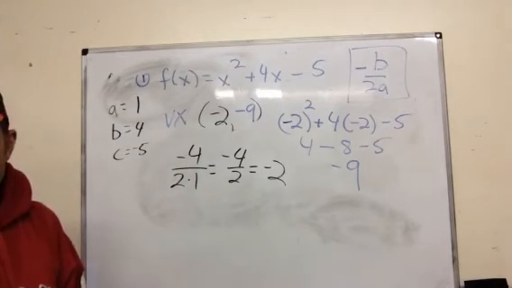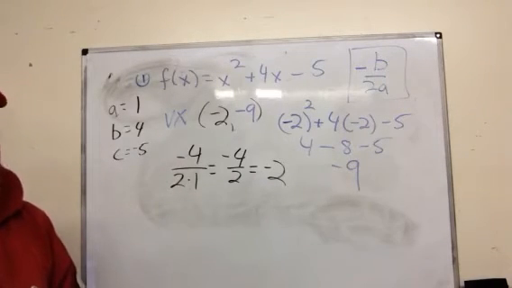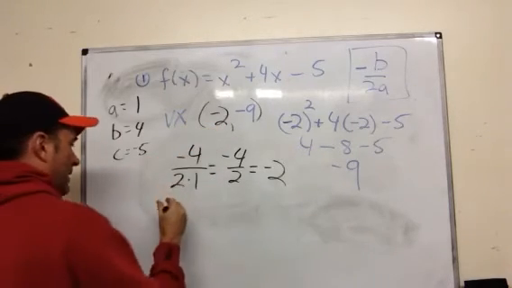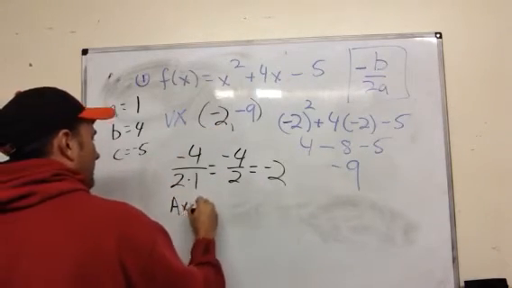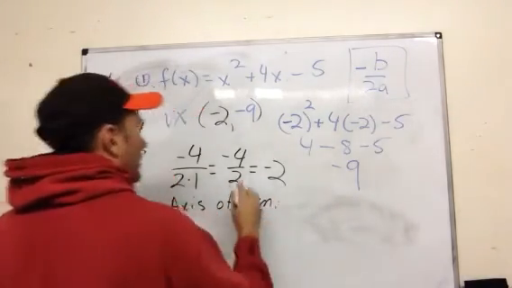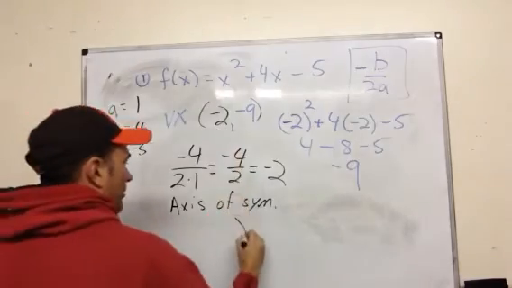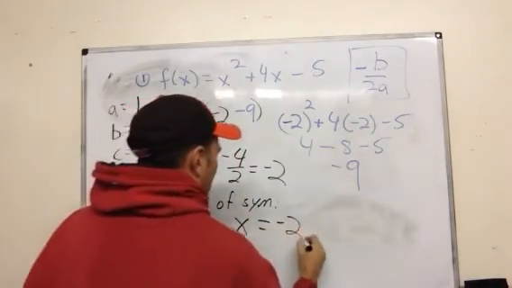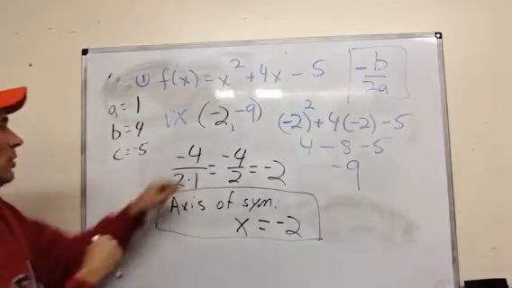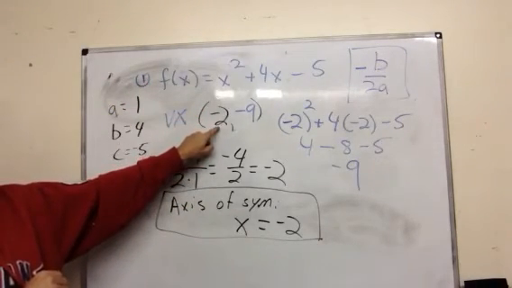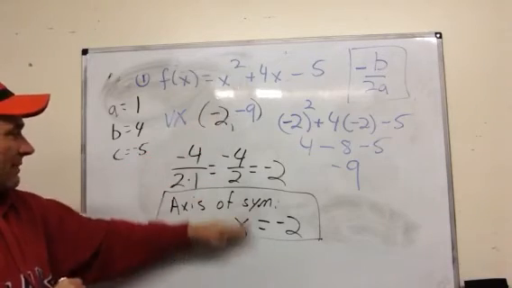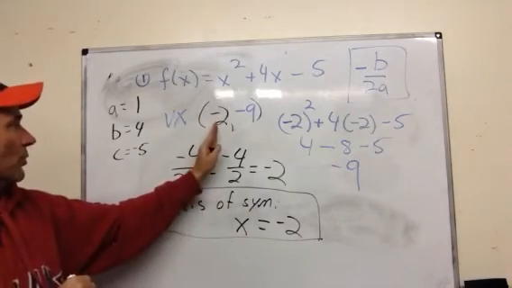Now the axis of symmetry is easy right now. It's this value right here. The axis of symmetry is just x equals negative 2. I'm getting that value from this point right here. Once I get my vertex, I know that line's going right through that x value.